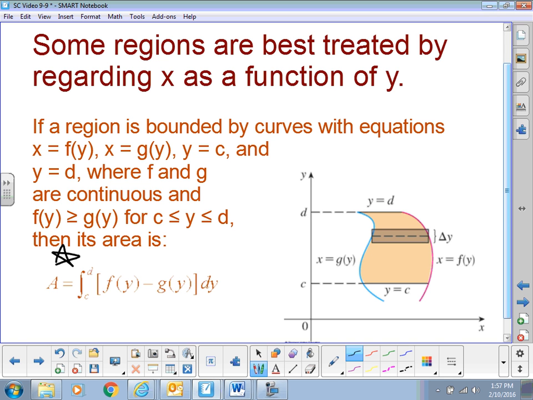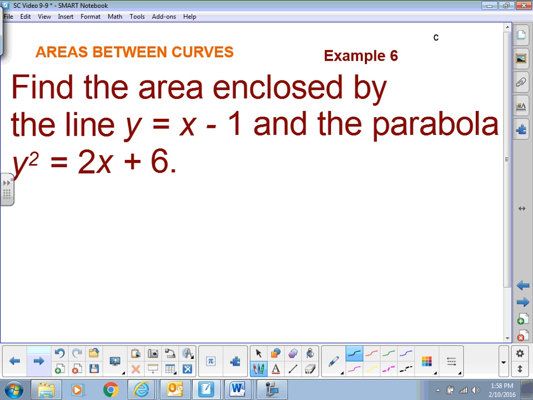Top was more positive. So when we do in terms of y, we'll have to do right minus left. So you either do the integral of top minus bottom if your function's in terms of x's, or right minus left if it's in terms of y's. And we're going to look at an example that deals with that. So we're going to look at y equals x minus 1, and the parabola y squared equals 2x plus 6.